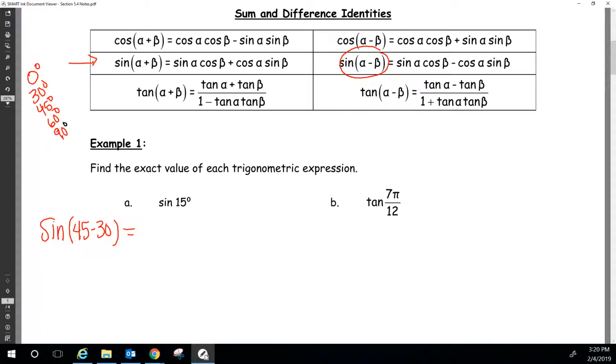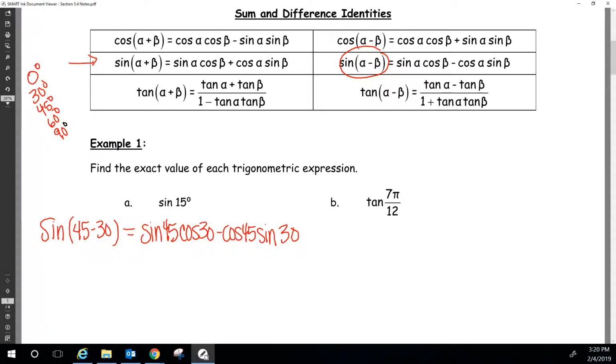And notice this column is where we're adding the angles together. This column is where we're subtracting the angles. And then this row is cosine, sine, and then tan. So we're going to plug into this one. It's going to be sine of the first angle, cosine of the second angle, minus cosine of the first angle, sine of the second angle. And again, that's just using this identity here to stretch it out.